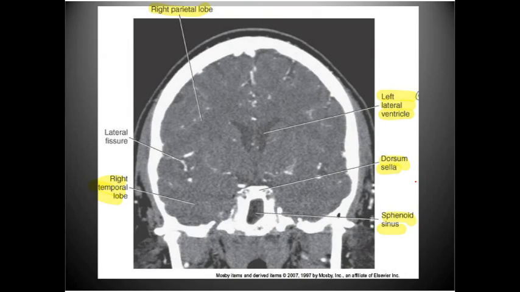So here we have a CT image. Once again, we have parietal, temporal area, or temporal bone. We have pretty much the dorsum sellae or the sella turcica somewhere in this area. We even have the mandible, or TMJ, being here. And then we have the sphenoid sinus here.